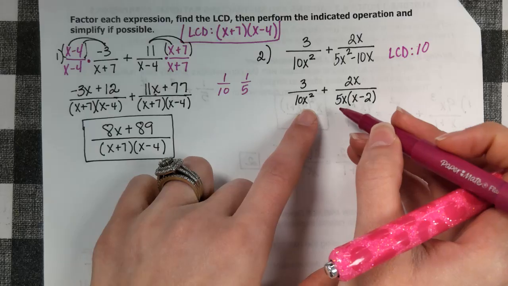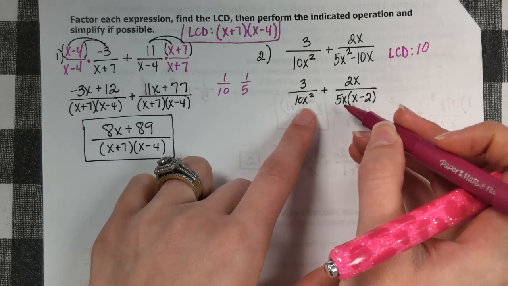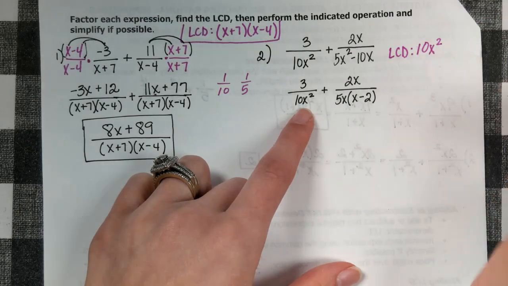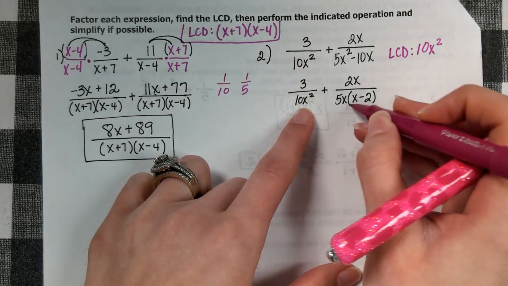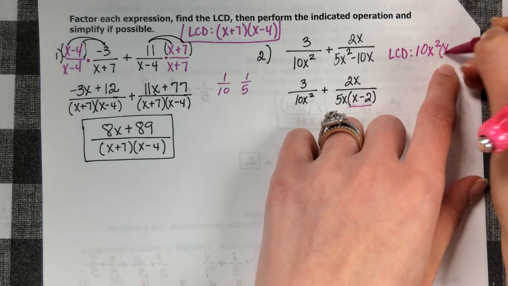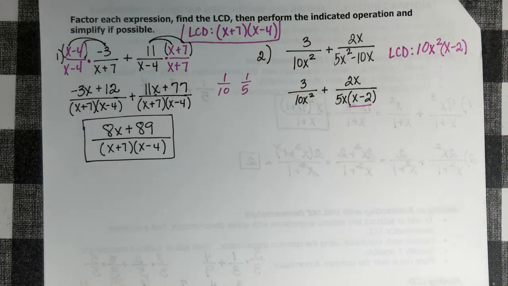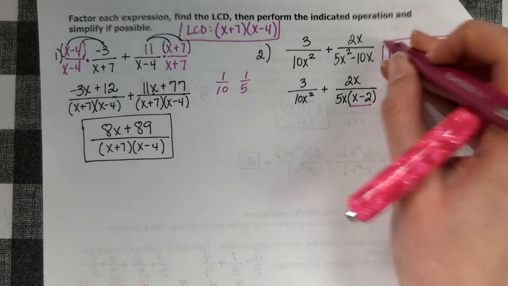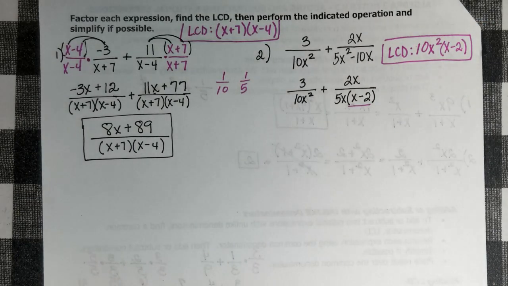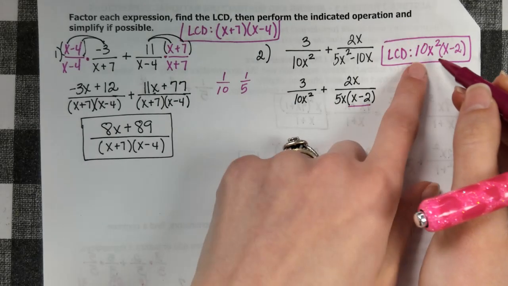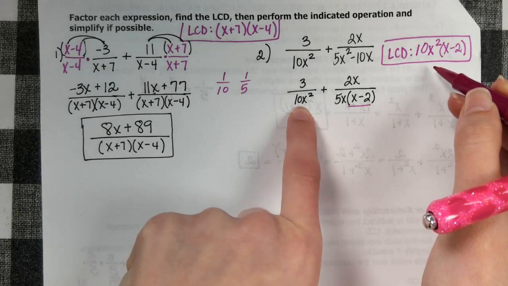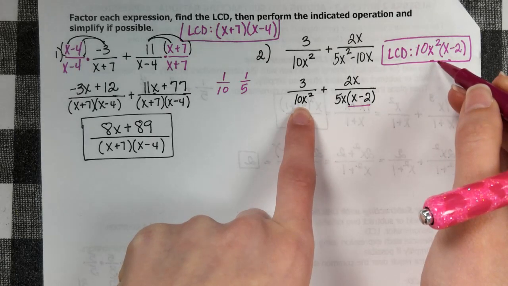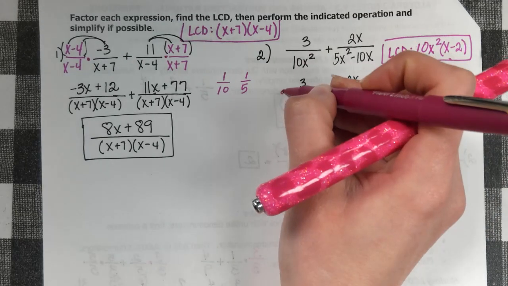Then I'm going to look at my x's. I have x squared and I have x. My rule says with variables, you take the highest exponent. So that means I'm going to take the x squared. And then all I have left is that x minus 2. I have to include that. So 10x squared, x minus 2 is going to be my common denominator that I want to create. If that's the common denominator I want to create, I'm going to look at my first fraction. If I compare 10x squared to 10x squared times x minus 2, what am I missing? x minus 2, so that's what I'm going to multiply by.